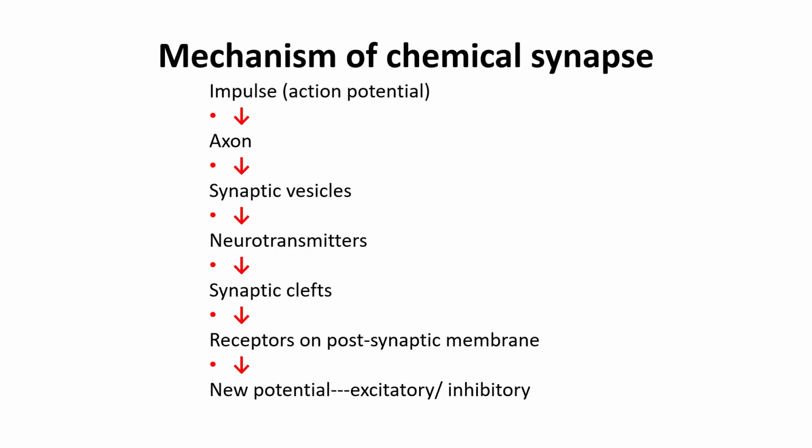Mechanism of chemical synapse. An impulse, that is action potential, is generated and then it travels along the axon. From synaptic vesicles the neurotransmitters are released, and from the synaptic cleft they are received by the receptors present on the postsynaptic membrane, and a new potential is generated. It can be excitatory or inhibitory.